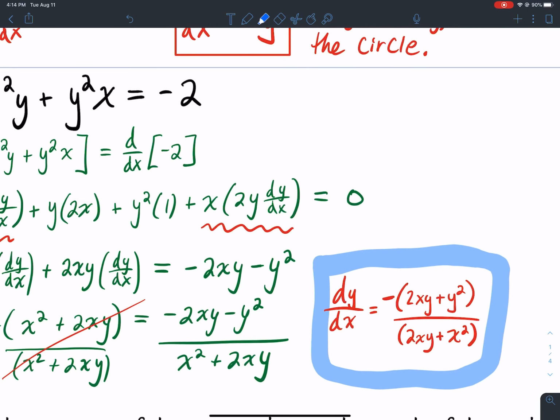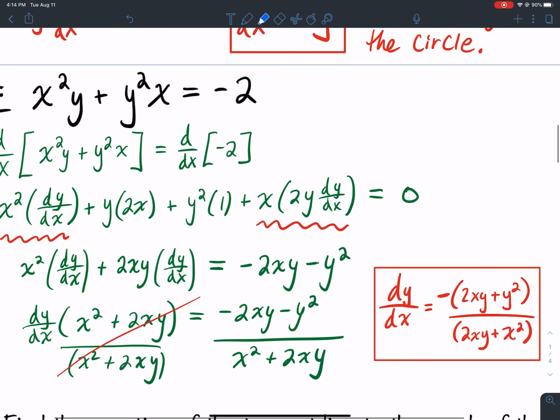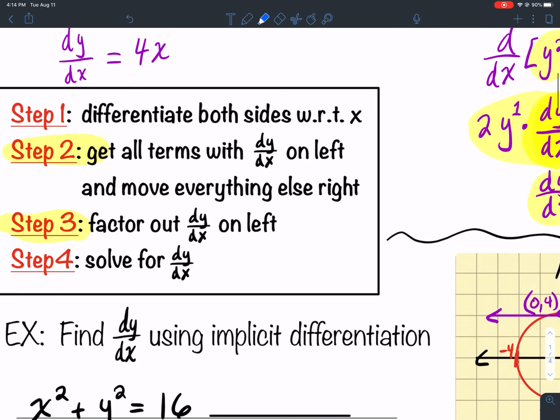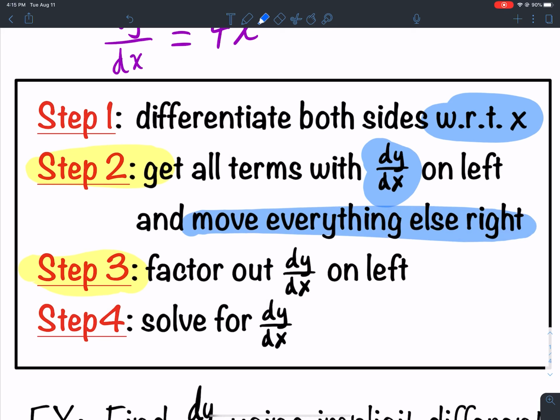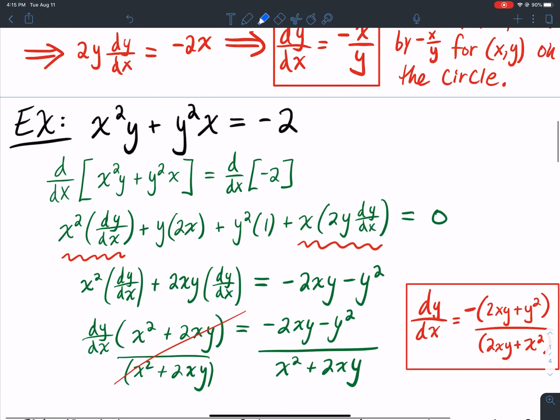Okay? Hopefully, following the steps makes this complicated problem manageable. It looks really complicated. But if you follow these simple little steps right here, differentiate both sides with respect to x. Get all dy/dx on the left, move everything else to the right. Factor out your dy/dx. Solve for dy/dx. And if you follow those steps, you'll get to your answer.